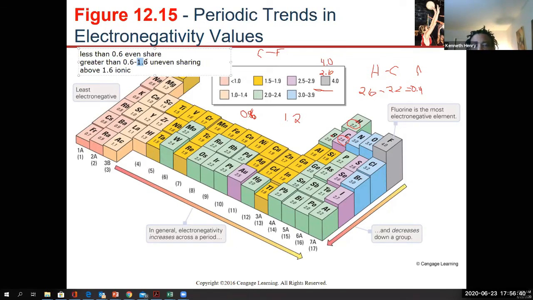So all you're going to do is take the difference between the two elements you're looking at, and then see whether or not it's ionic. So this is how you calculate it.